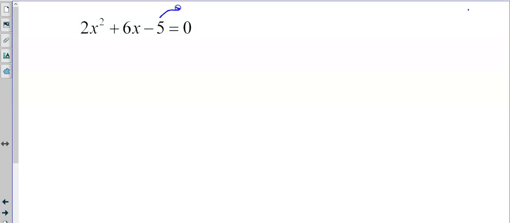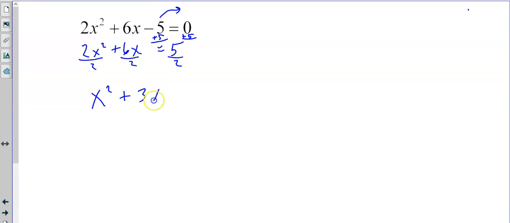First step is the same. You're going to move that over, so you get 2x squared plus 6x equals 5. I didn't show my work, but you added 5 to both sides. Second step is the leading coefficient has to be 1. Right now it's not, so I'm going to divide every term by 2. That first leading coefficient now is 1: x squared plus 3x equals 5 halves plus blank. I'm going to leave room for what I'm going to add to each side.